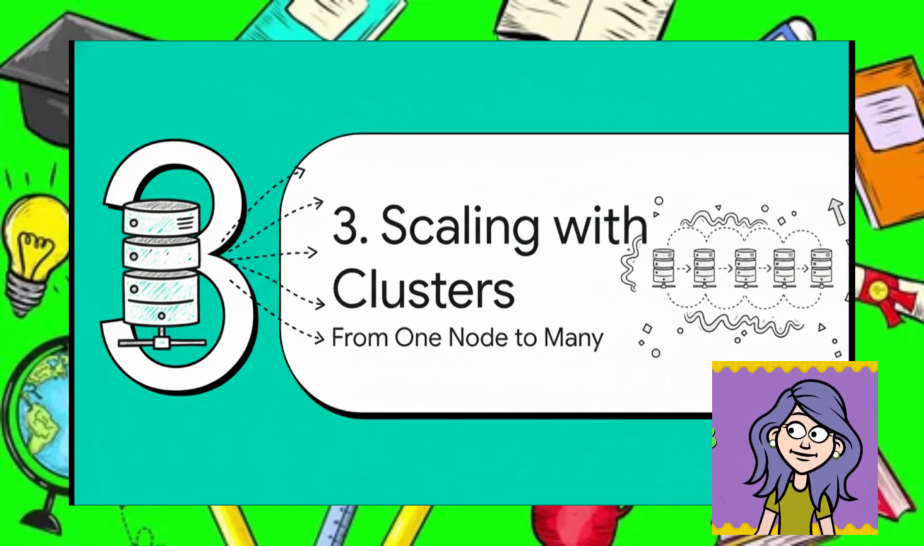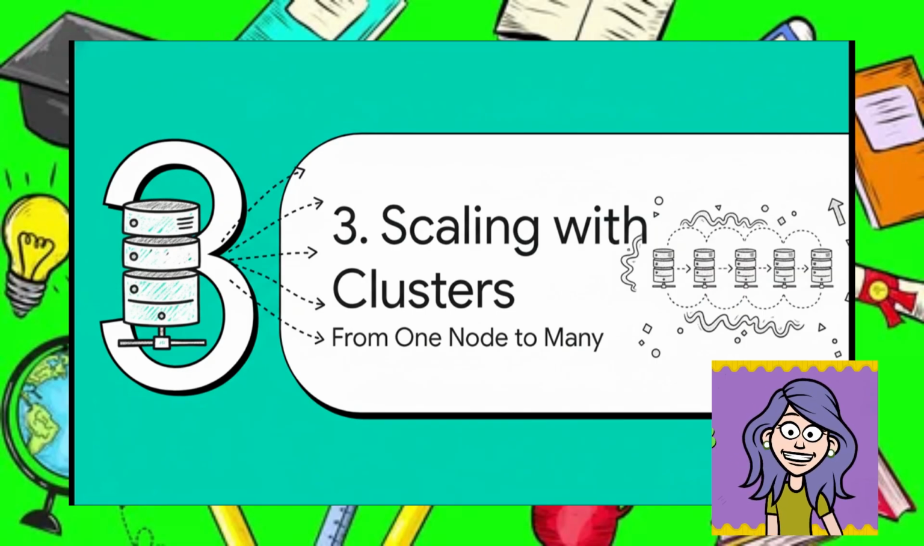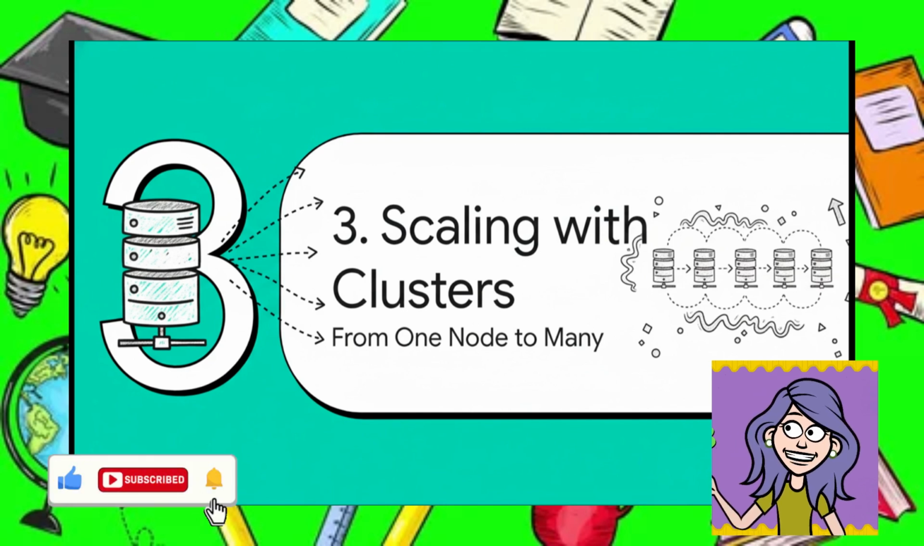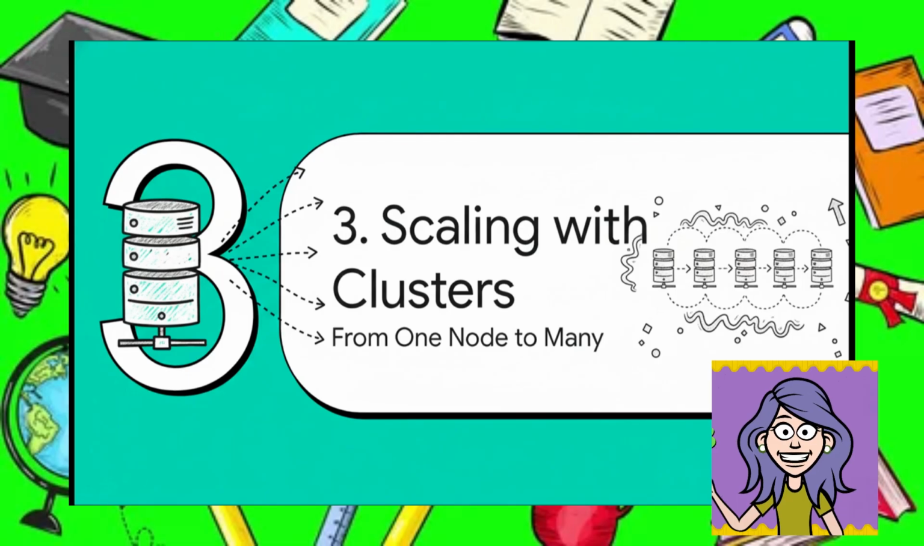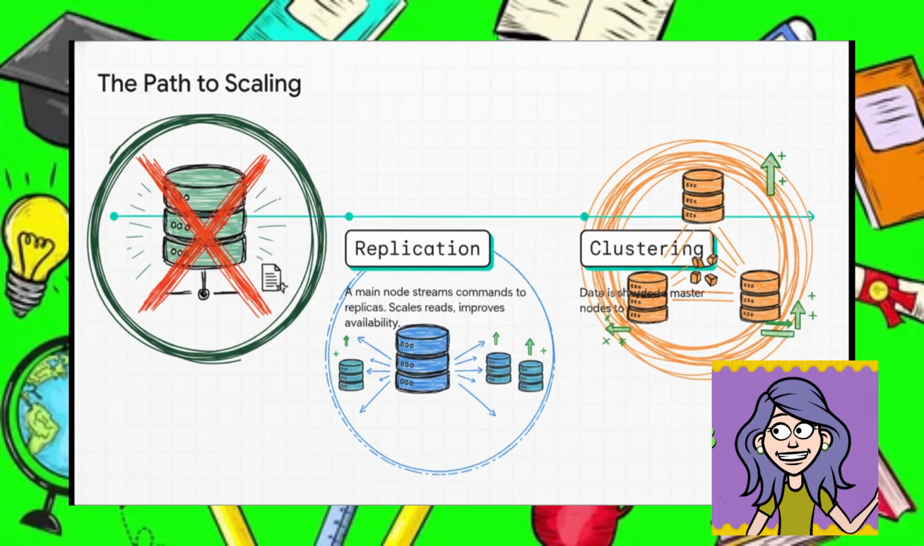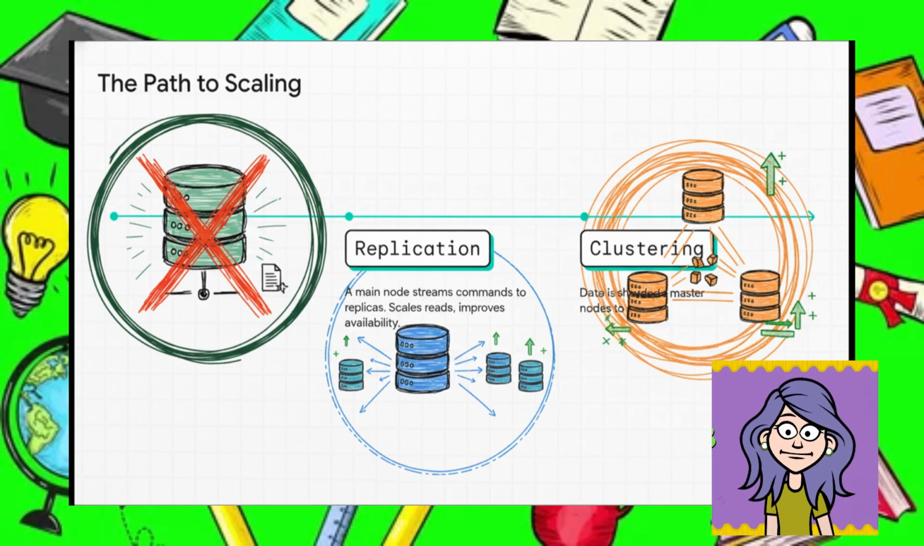Okay, so that brings up a really obvious question, right? If Redis is single-threaded, how on earth does it handle the massive scale of today's applications? The answer is simple. You don't scale up, you scale out. You go from one Redis server to a whole cluster of them working together. Now, scaling Redis usually happens in stages. You could start with a single node, but honestly, that's a super fragile setup. The first real step is replication.